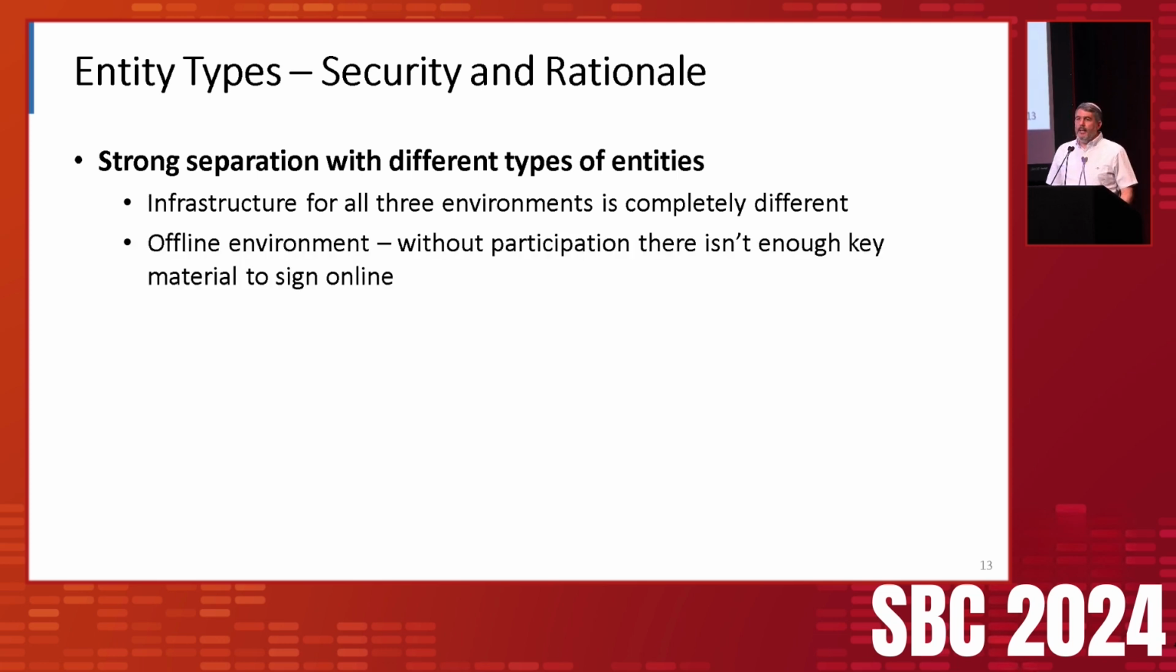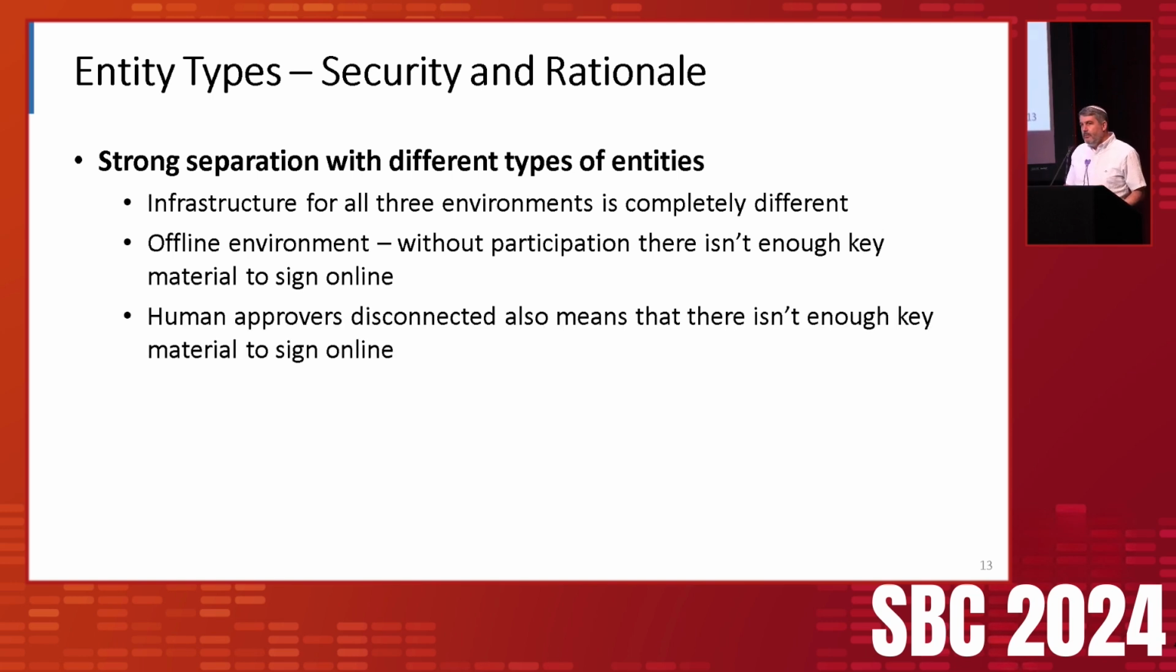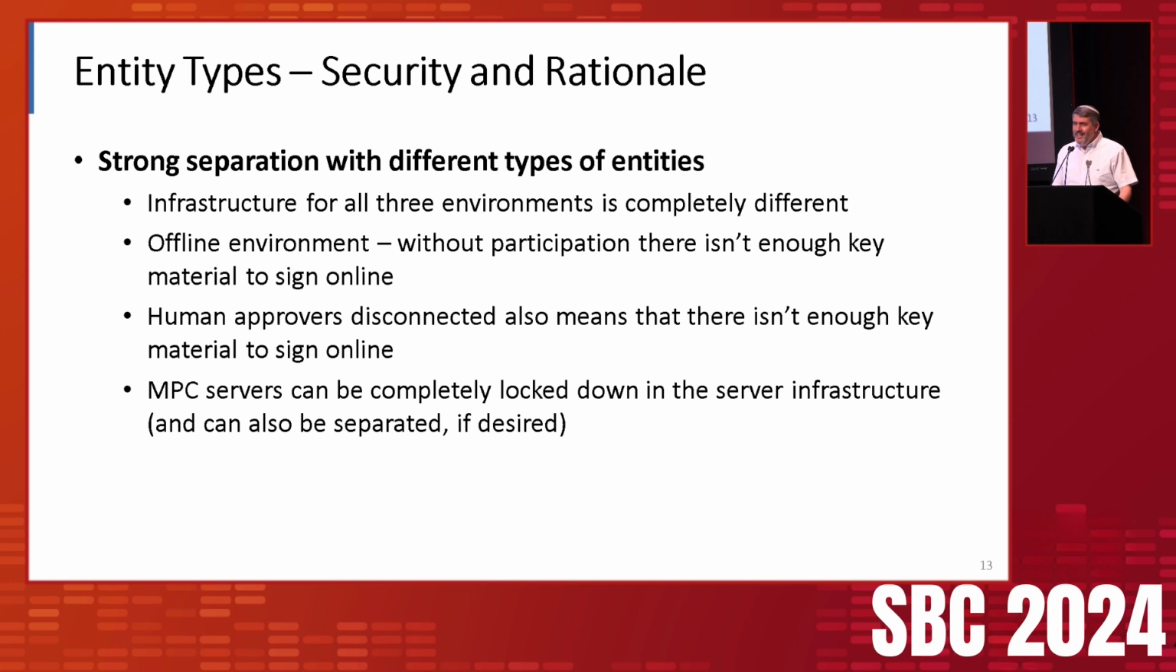The offline environment, without their participation, there simply is not enough key material online, and therefore nothing can be signed. The human approvers are somewhere in between an offline and an online type entity, because those devices can be disconnected by the humans, and at which point, once again, if there isn't a quorum of humans who have approved, there will not be enough online key material to sign online. And the MPC servers are also very highly protected. They can be locked down in the server infrastructure, and depending on how one wants to deploy such a system, they can also be administered by different sets of administrators. They could even be in completely different environments, like different clouds and so on and so forth.